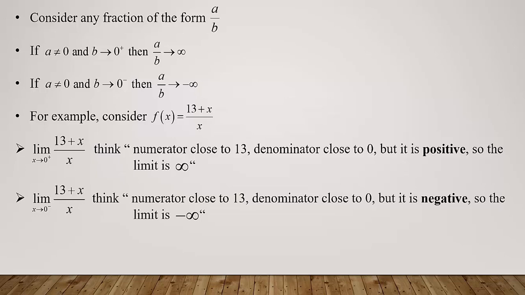On the other hand, if we're looking at the limit as x approaches 0 from the left side of 0, so say negative 0.001, the numerator is still going to be close to 13. It's a positive 13. The denominator is going to be close to 0, but it's a negative number. Positive divided by negative is negative, so that limit would be negative infinity. So it's kind of like a little number sense on how to look at these things. And let's practice this just a little bit.